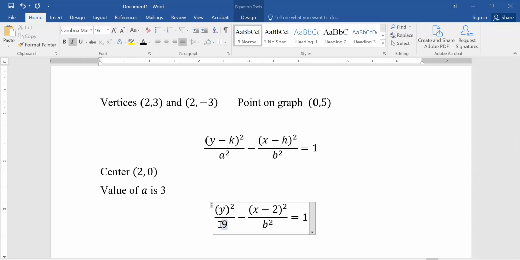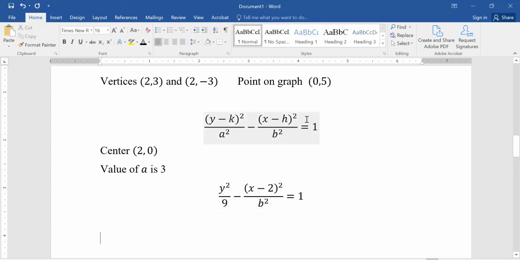That 3 squared is 9. I'll just call that 9. Okay, so we have y squared over 9 minus (x minus 2) squared over b squared equals 1. And all we need to do is find b.